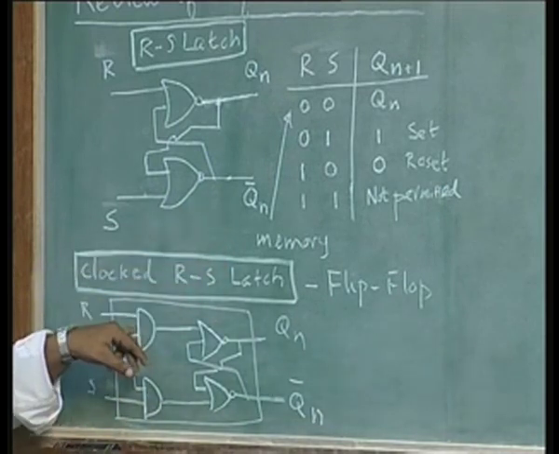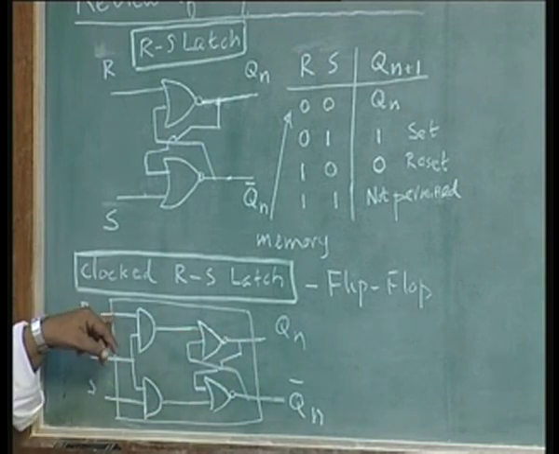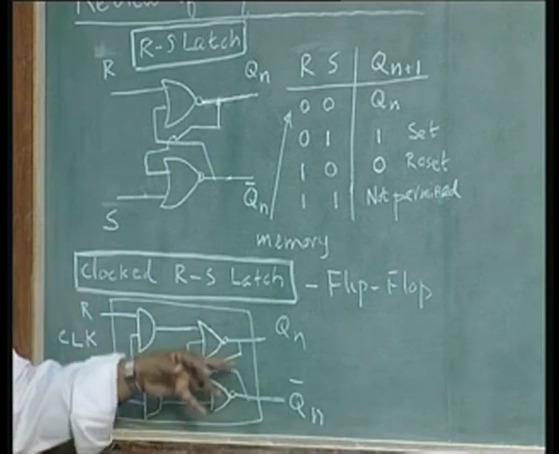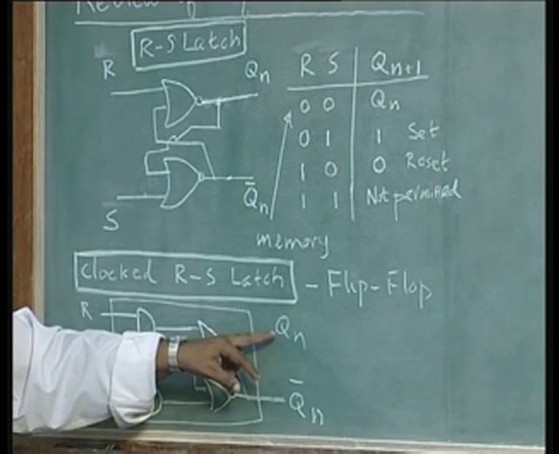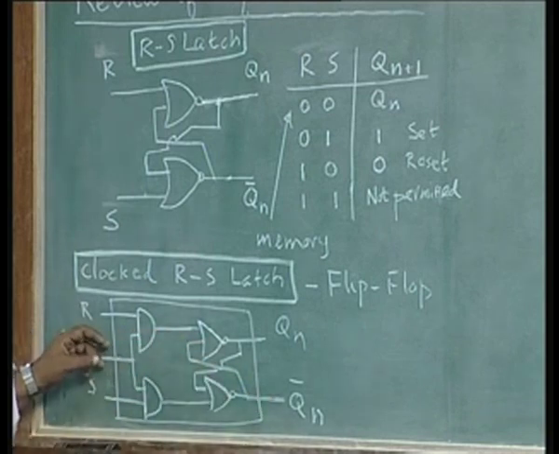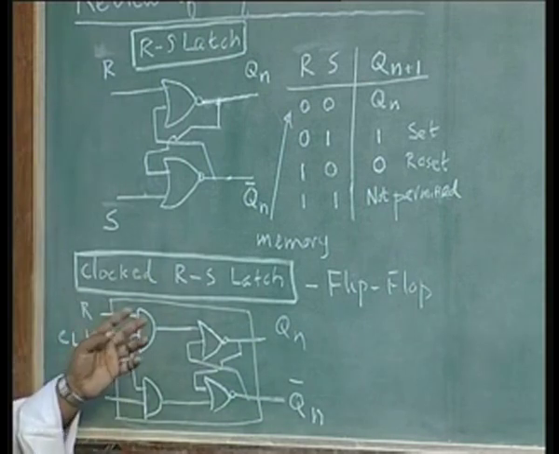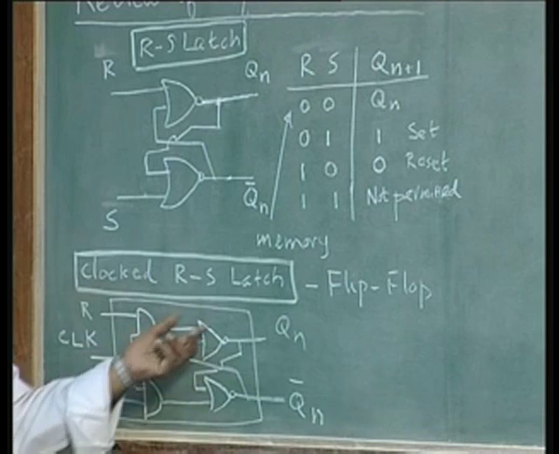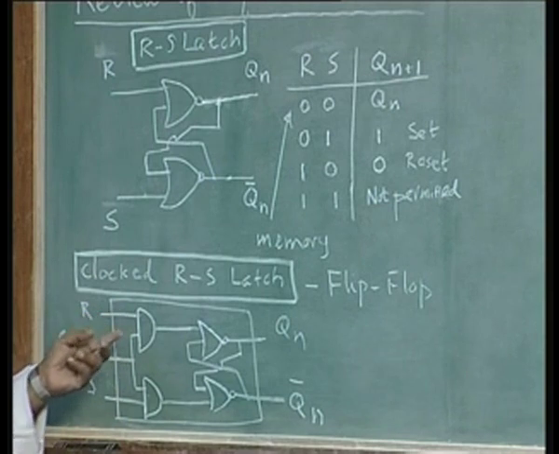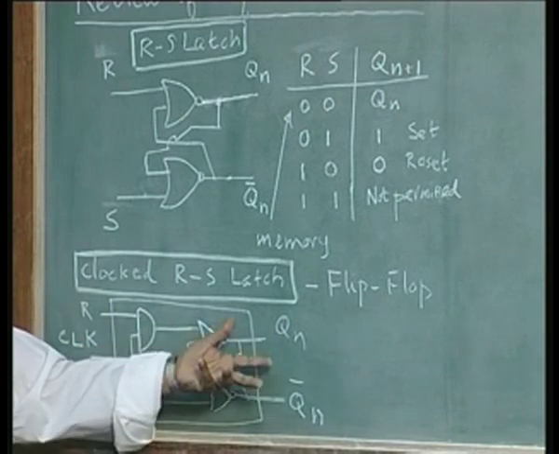For example, if we want to put a 0 in the output of the flip flop, we need to make R equal to 1, S equal to 0 and make clock high. Then the output becomes Qn equal to 0, Qn bar is 1. And when you remove the clock, output remains 0. Likewise, if you want to store a 1 in the flip flop, you make S equal to 1, R equal to 0, clock it, output changes to 1, remove the clock, output continues to be 1.